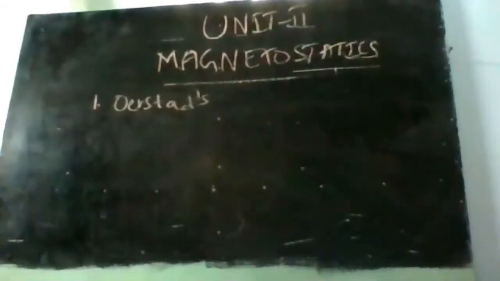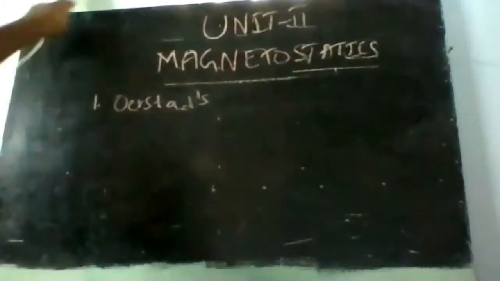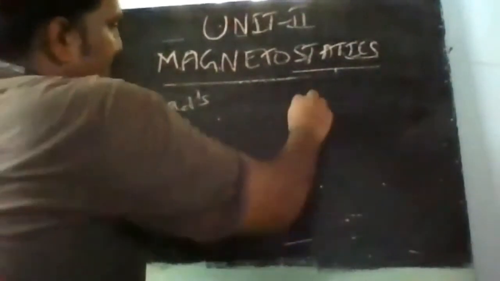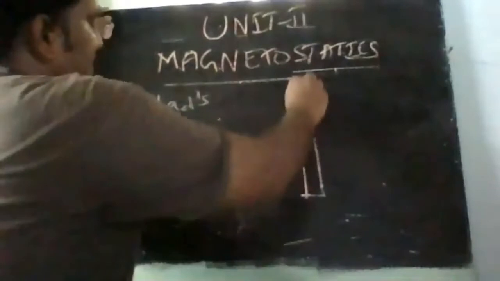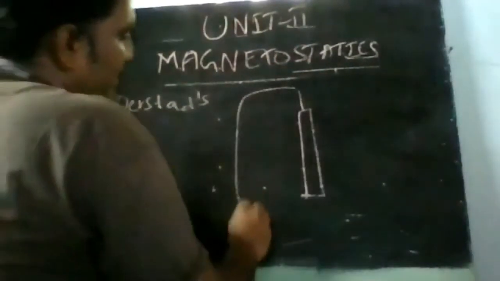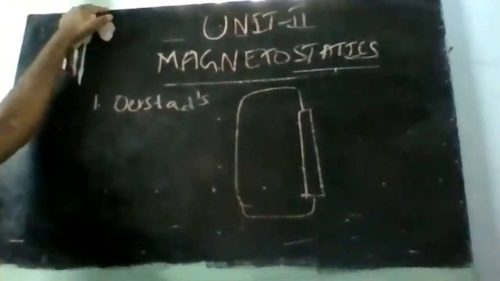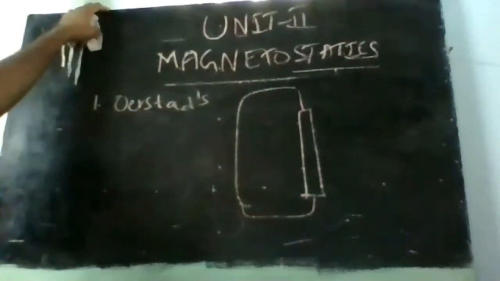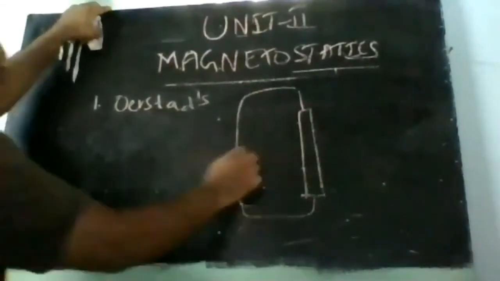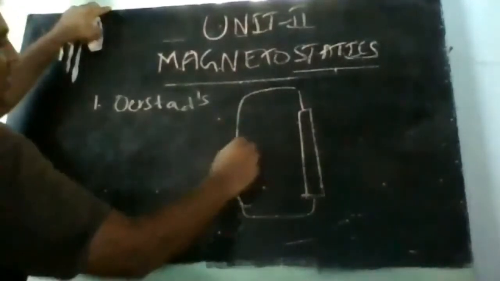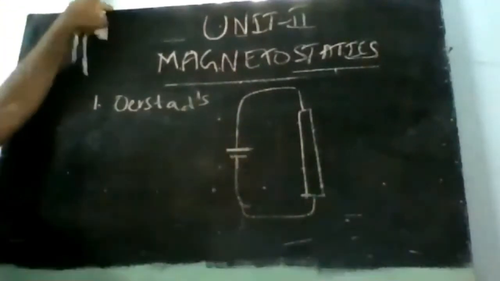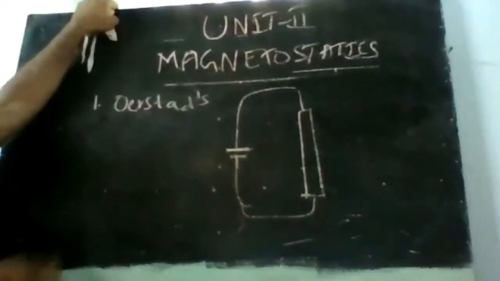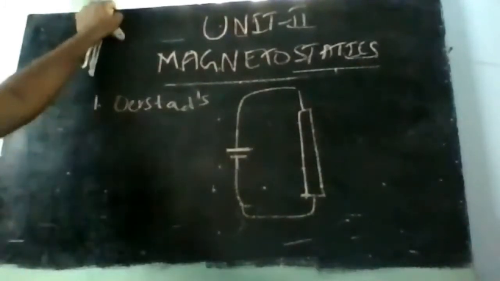What Oersted did is, he observed that whenever there is a conductor and this conductor carries some current, that is, whenever you pass a current through a conductor using a closed loop, with the help of some potential source, a battery or anything.